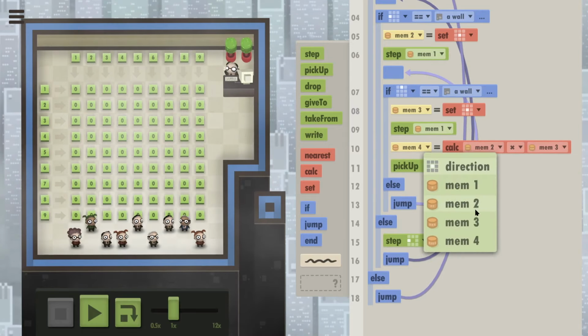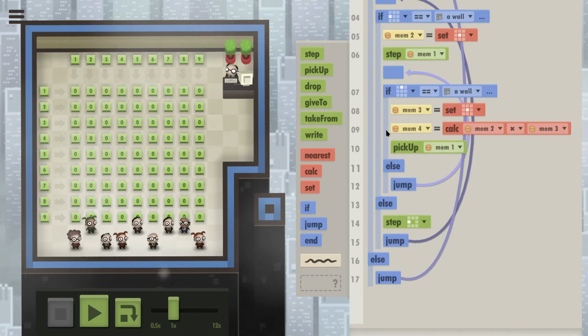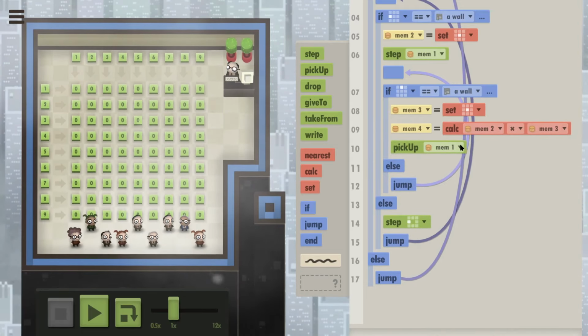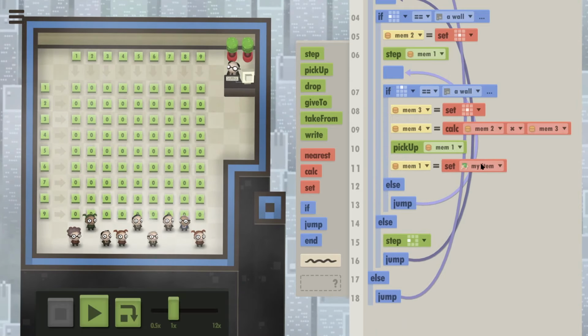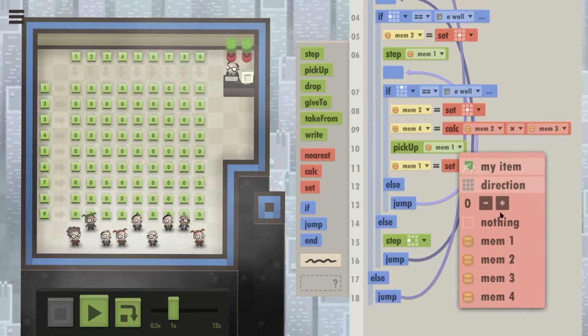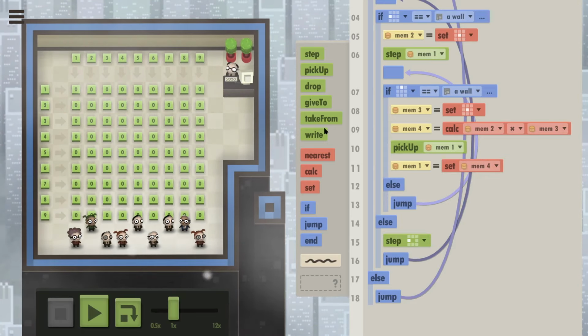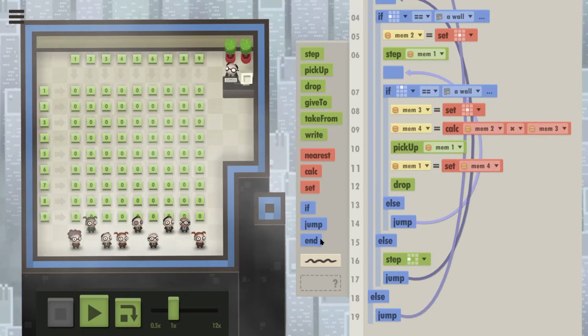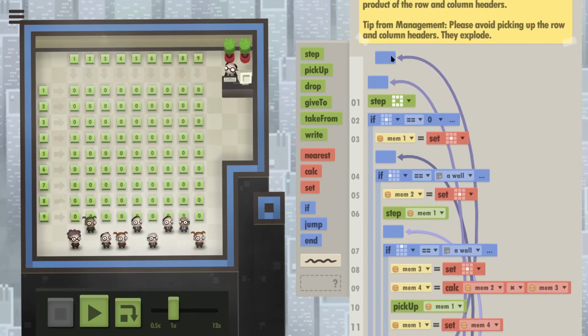Pick up memory 1. We don't need that step then, so we can just tell them to go pick up memory 1. Set memory 1 to equal memory 4. Drop. Jump to here.